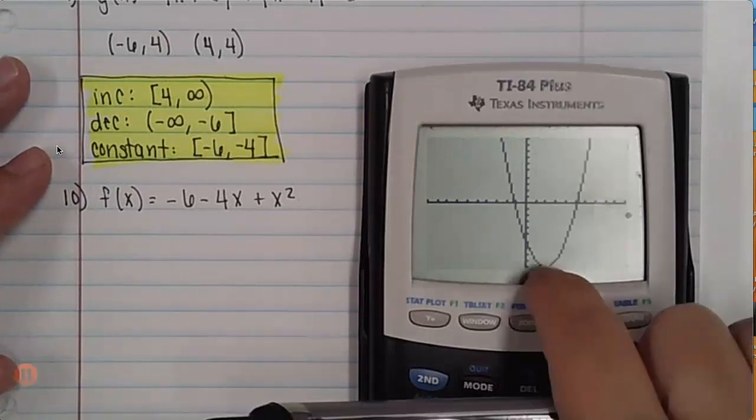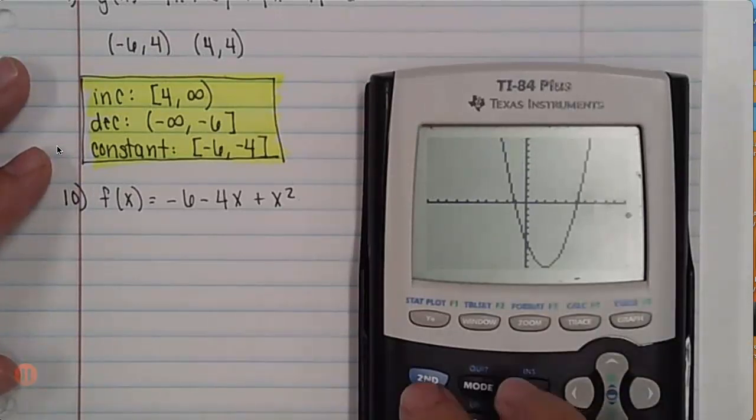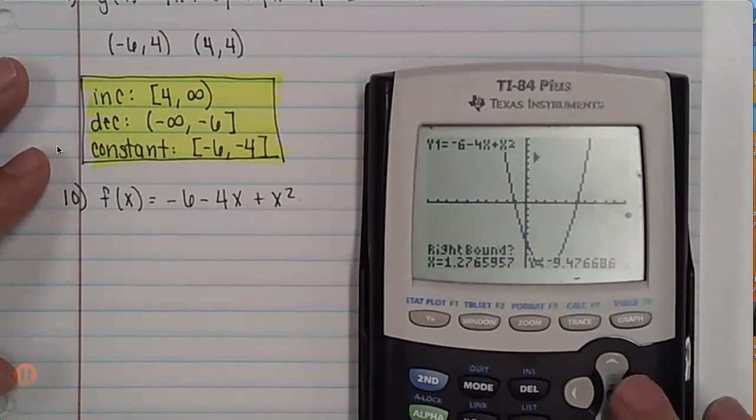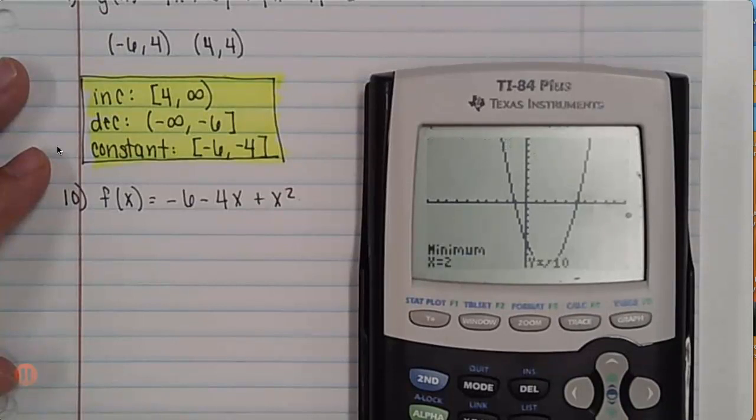Okay, it looks like we have one minimum down there. Second calc, minimum is number 3. Left bound. Enter, right bound. Enter, guess, enter. Looks like the minimum is at 2, negative 10.